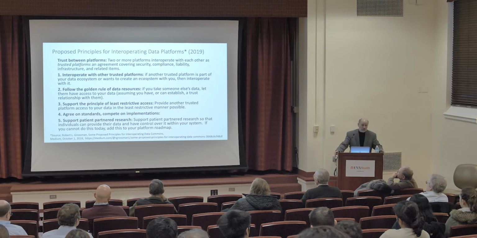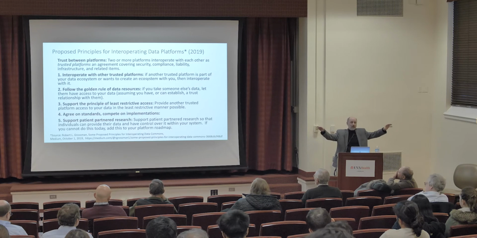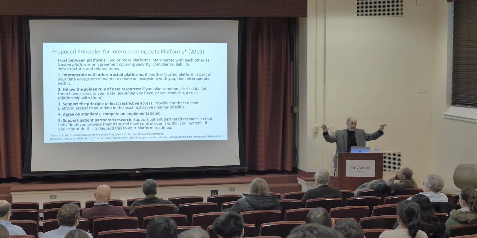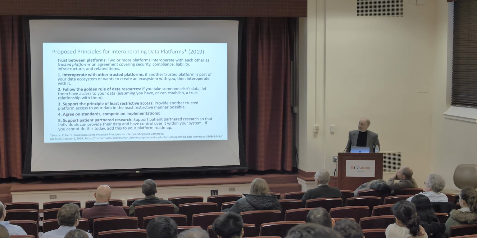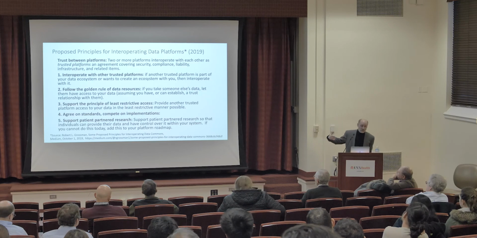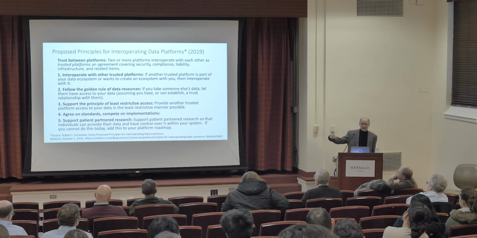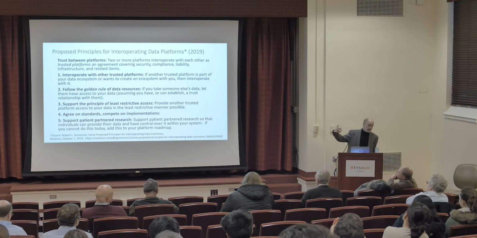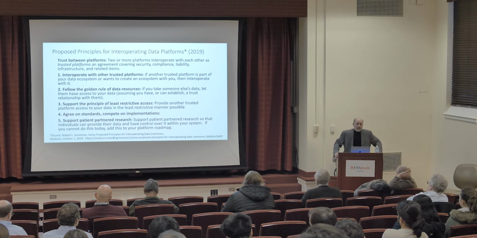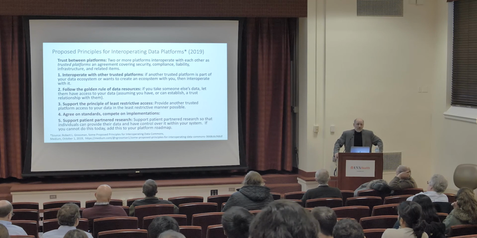One, if two platforms have roughly the same level of security and compliance, let's say one trusts the other. You have to know who they are, but let's assume they have the same level of security and compliance. So the first principle says you should interoperate with other trusted platforms. If they have no security, there's a good reason not to do it. Two, you should follow the golden rule of data resources: if you take someone's data, you should let them have your data.